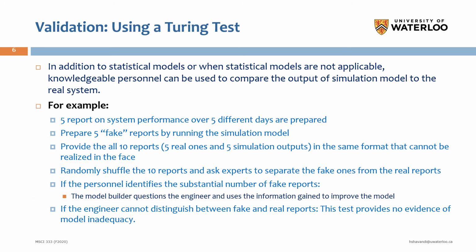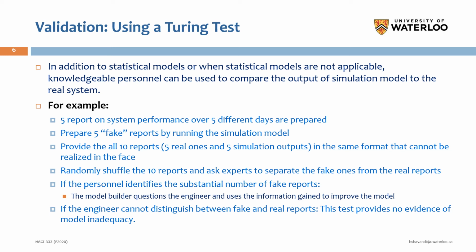The last method that we are going to learn in this chapter is a Turing test. It can be used in addition to the statistical methods, or in case we cannot apply a hypothesis test or confidence interval. This method is based on the expert's opinion, the expert's investigation or judgment.